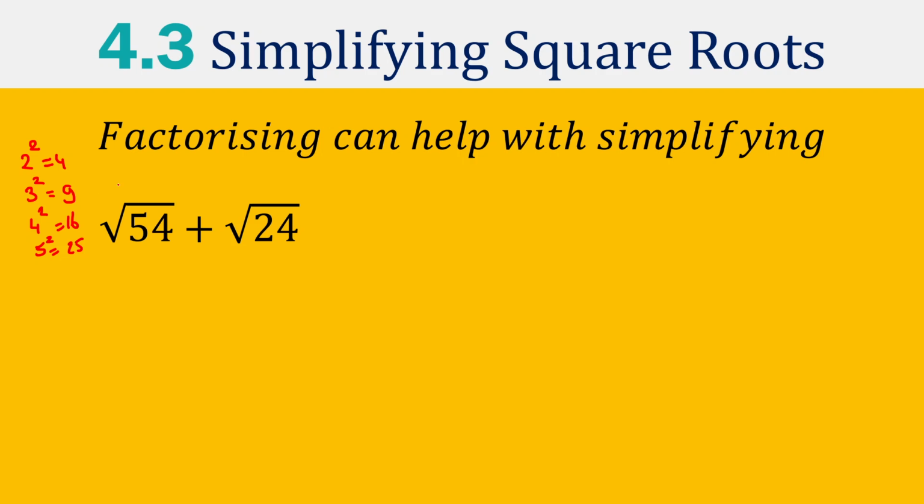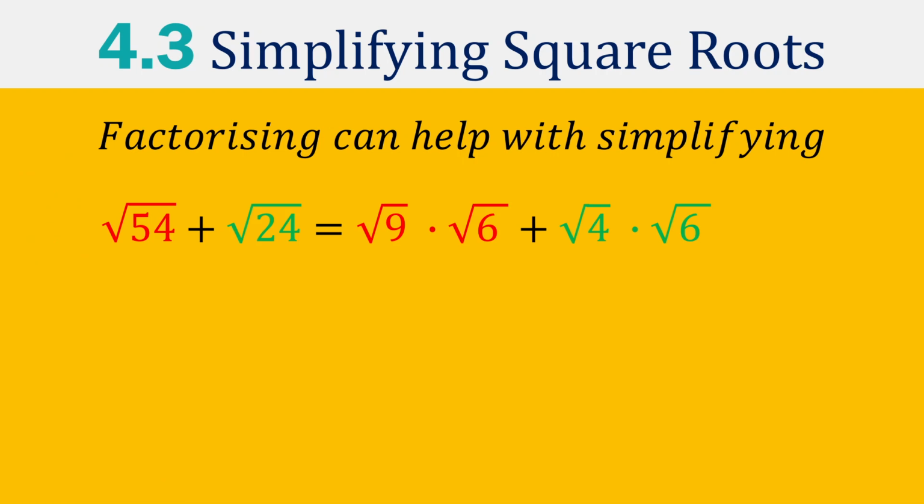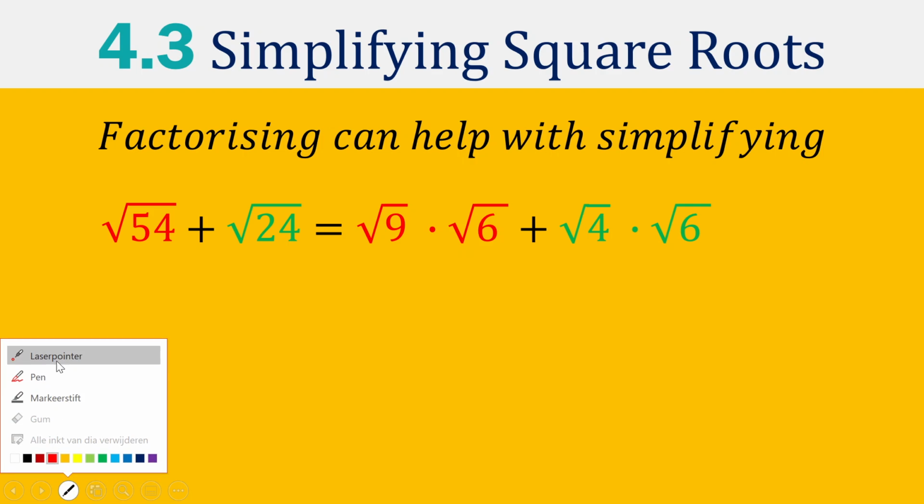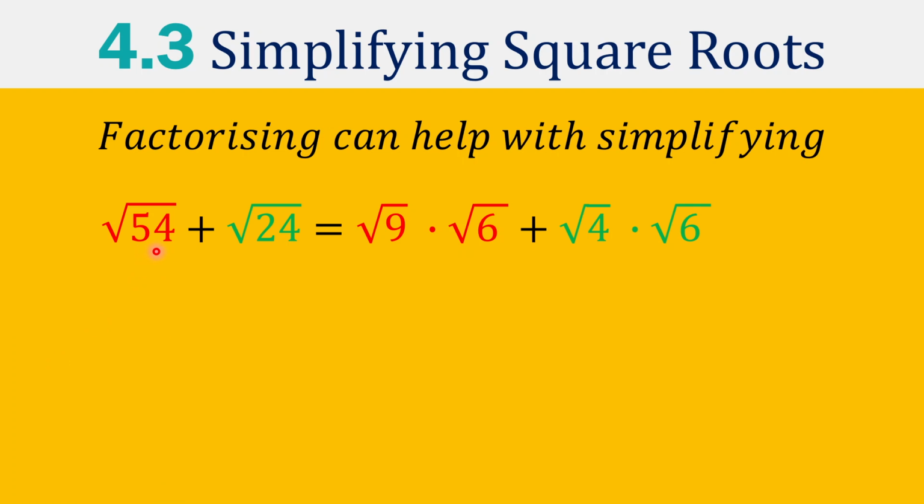For 24, take a look at the same list. Which number can I use? Hey, I can write 24 as 4 times something. 4 times what? 4 times 6. So on my next slide, I have written this as square root 9 times 6, so the square root of 9 times the square root of 6. And this as 4 times 6.